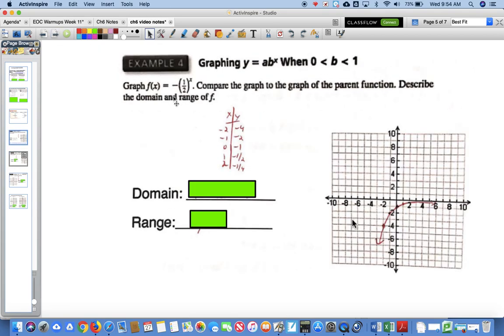If you graph this one, go to your calculator, graph, you'll notice that you get a decay function, but this negative sign is flipping it. So we get a graph that looks like this. So it's kind of like steadily going up, and then it kind of flat lines. It levels out right here.